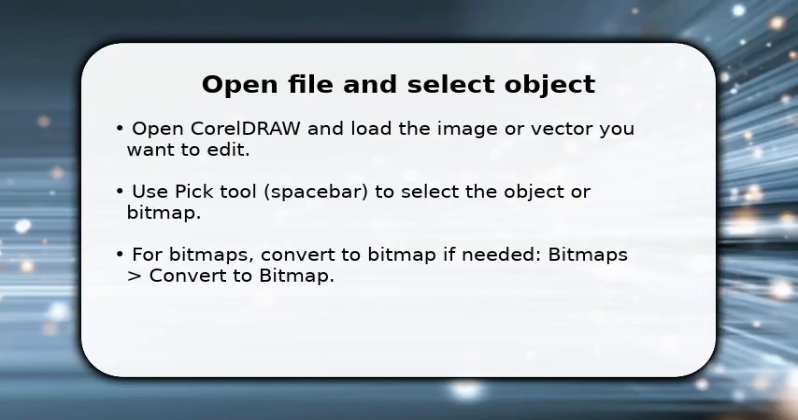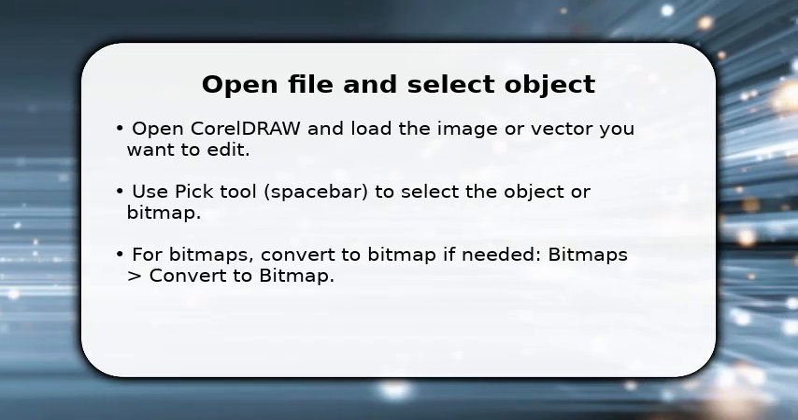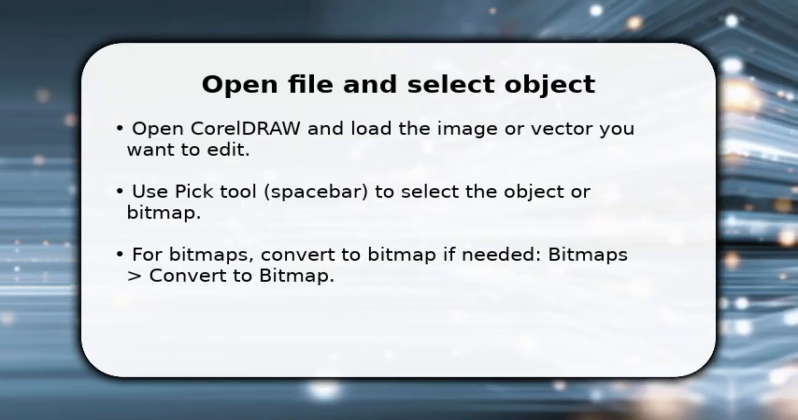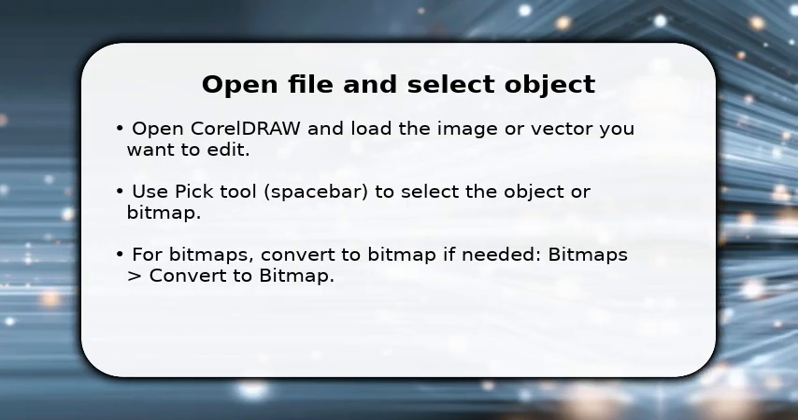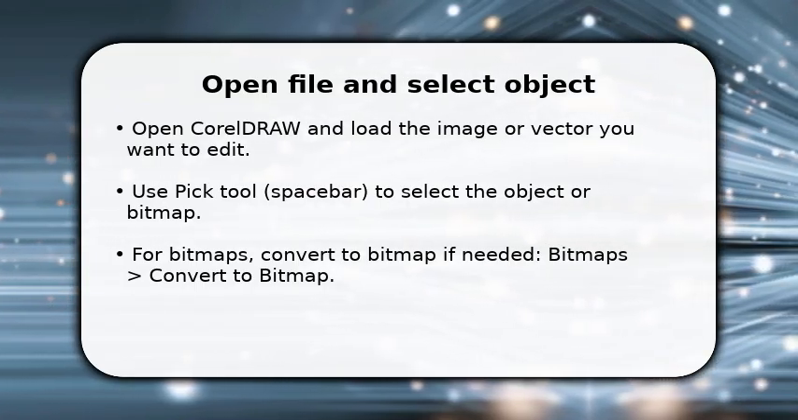You begin by opening your document and selecting the target. Use the Pick tool to click the object. For bitmaps, convert to bitmap so transparency works predictably. Once selected, you'll want to understand why. Corel treats vectors and bitmaps differently, so converting avoids unexpected results.